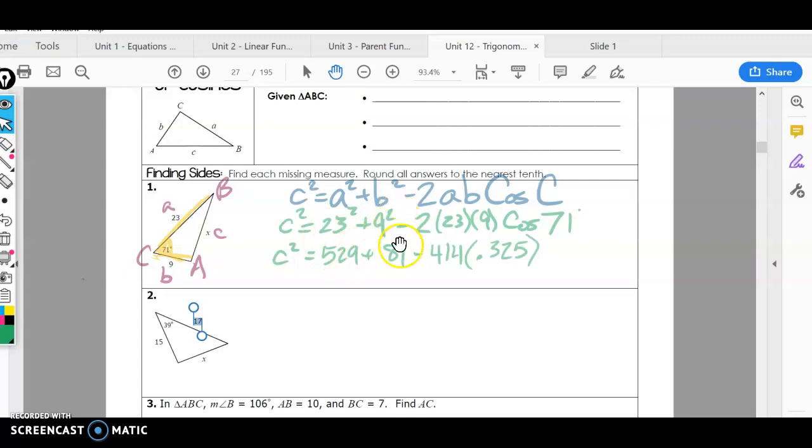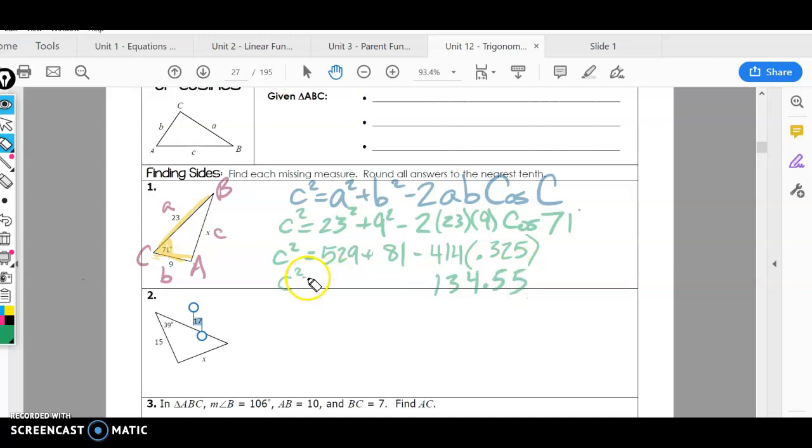Simplify 23 squared, 9 squared, and then I also simplified this multiplication. 2 times 23 times 9 is 414. And then I did the cosine of 71 to be 0.325. Remember, when you do order of operations, you do the addition and subtraction left to right at the end, but here we still have some multiplication to do. We have 0.325 times 414 to be 134.55.